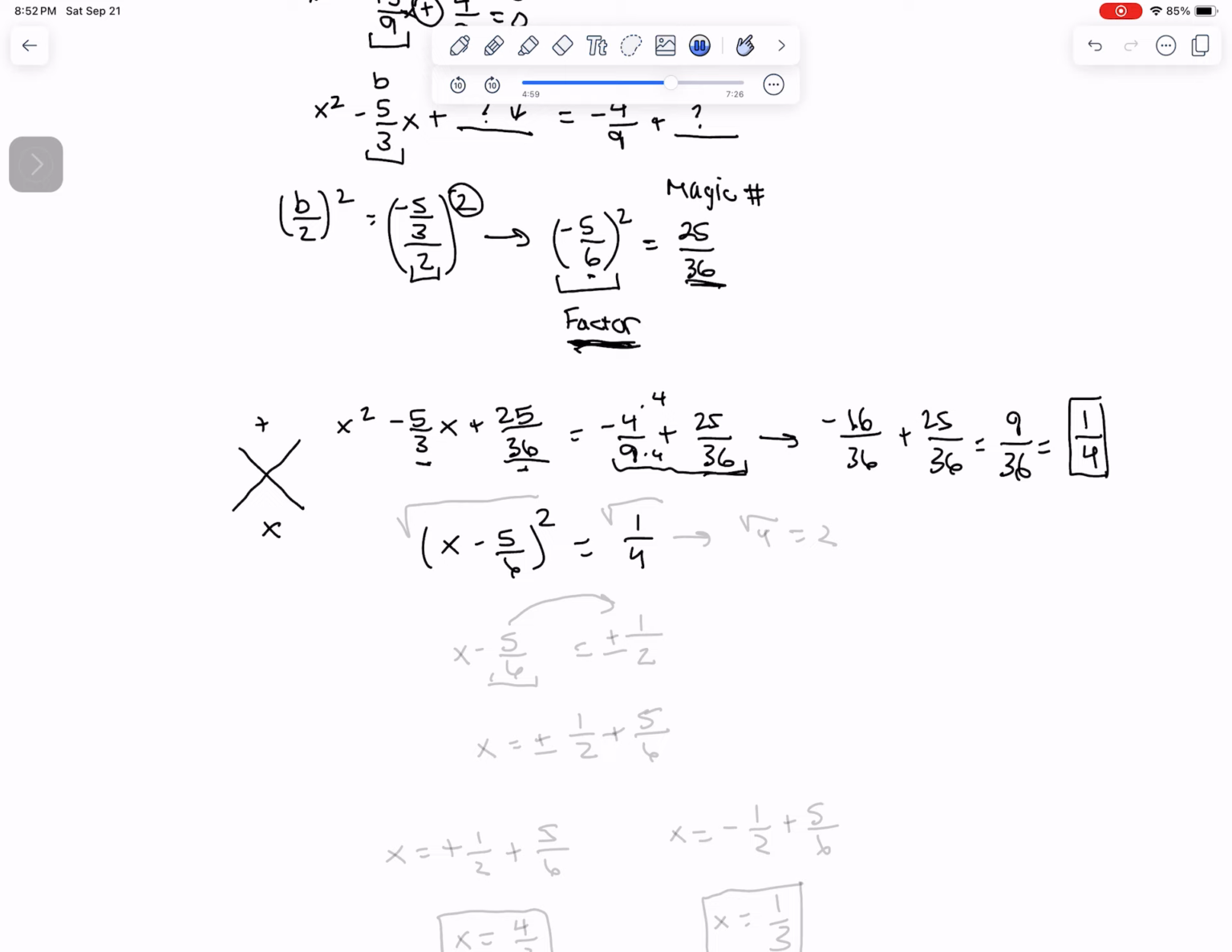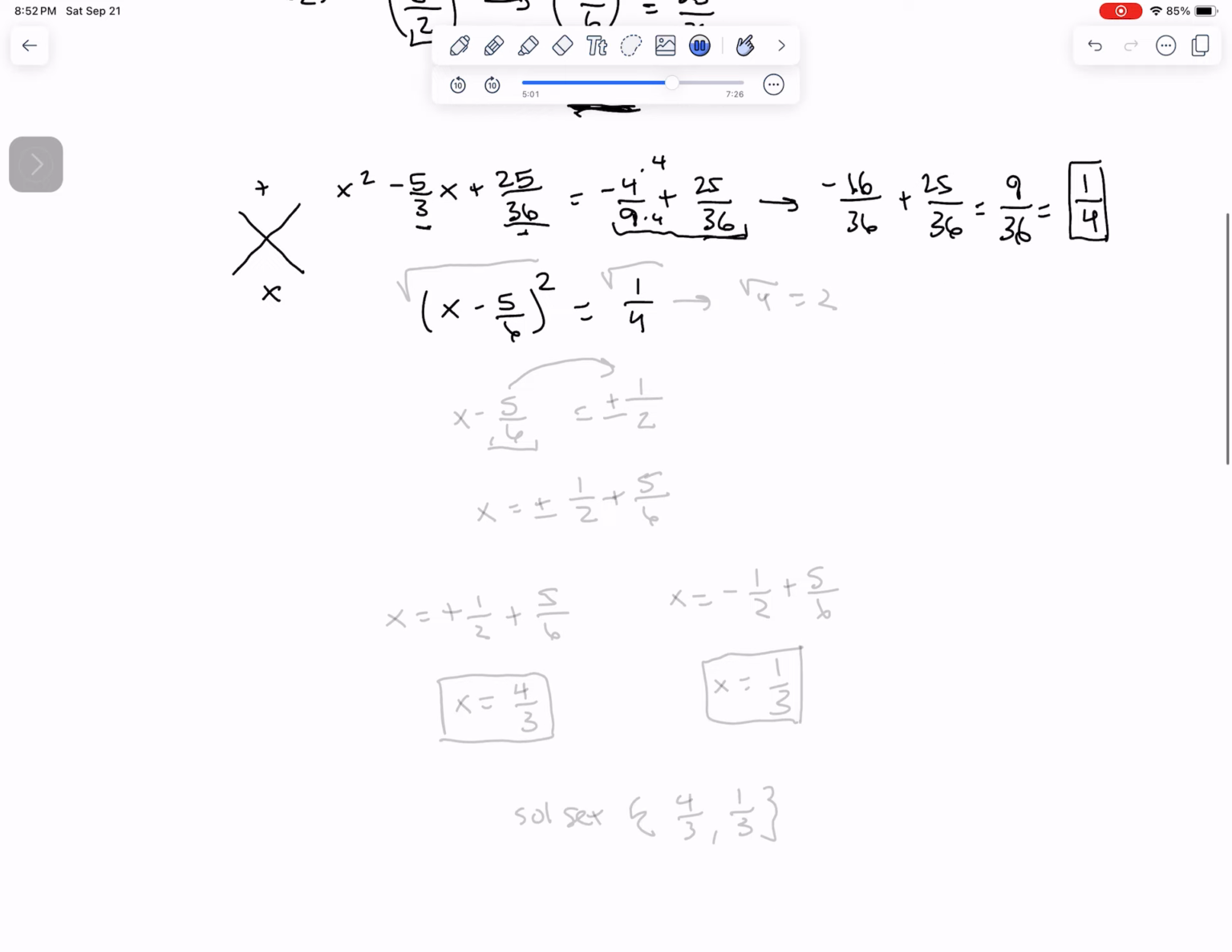So the next step I want to do is I have to square root both sides to reduce this. So I have to square root on one side, but also square root on the other side. But any time you take the square root on both sides, you always get a plus or minus result. So the square goes away, so it just becomes x minus 5/6. And then when I reduce this, the 1 is going to stay here. But if I take the square root of 4, that's 2.